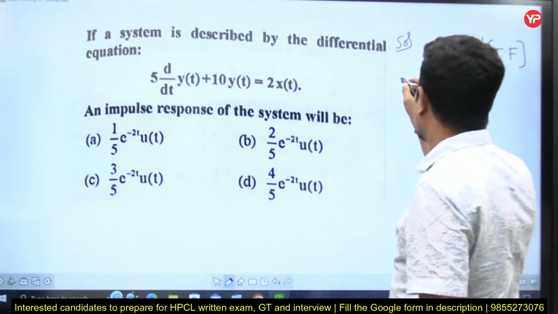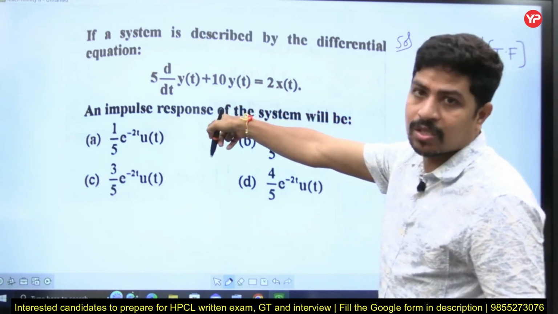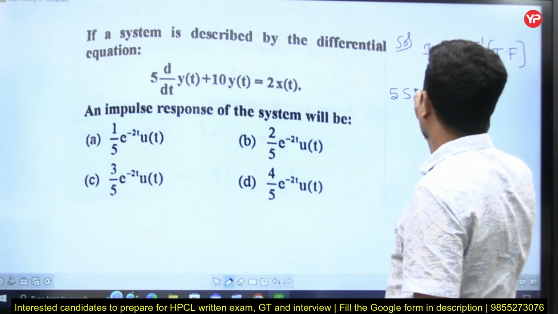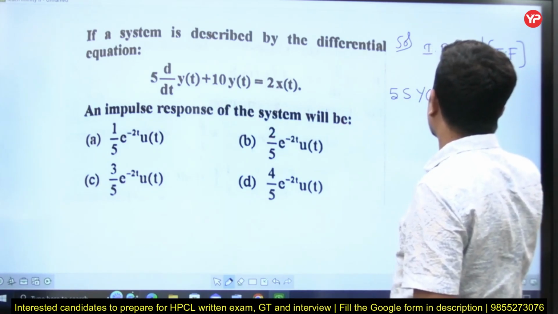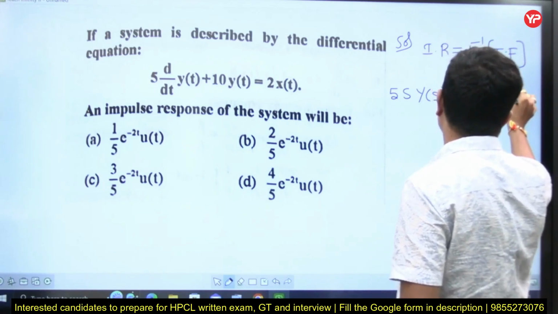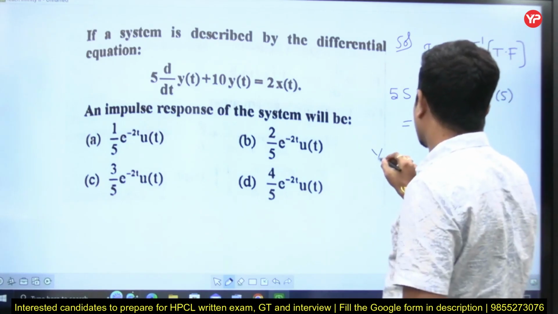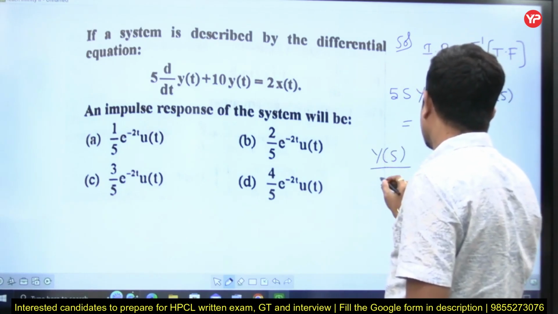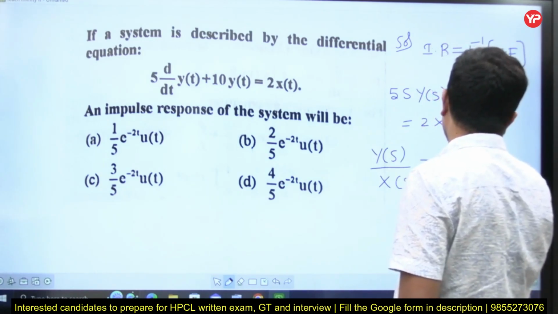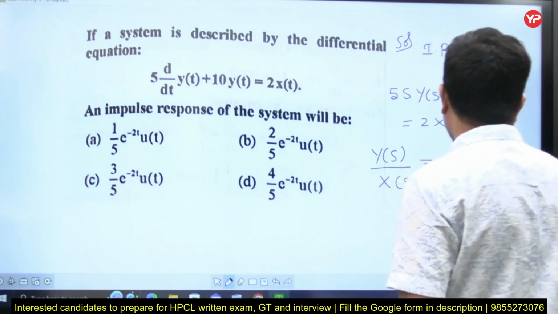Apply Laplace transform to this given equation. This equation is the governing equation of the system. So 5 into s into Y(s), one derivative will give 1 s, we know, plus 10 into Y(s) is equal to 2 into X(s). What is the transfer function? Laplace transform of output Y(s) by Laplace transform of input X(s) is equal to 2 by 5s plus 10.